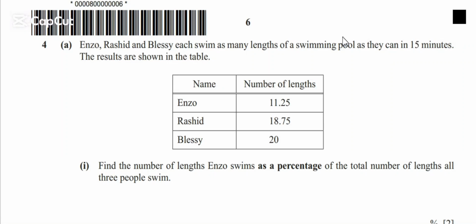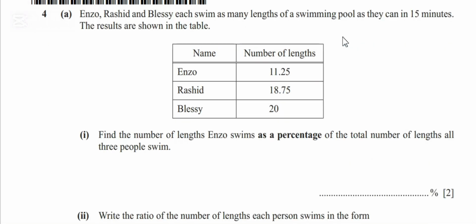Alright, so today we start from question 4, and question 4a says Enzo, Rashid and Blessy each swim as many lengths of a swimming pool as they can in 15 minutes. The results are shown in the table. So this is a table showing the results. The first question says find the number of lengths Enzo swims as a percentage of the total number of lengths all 3 people swim.